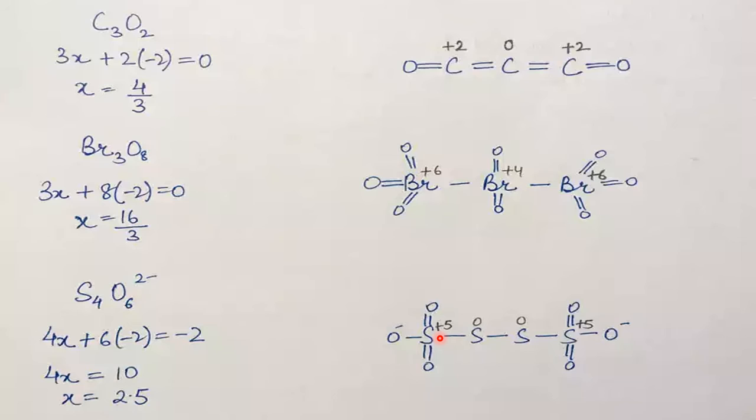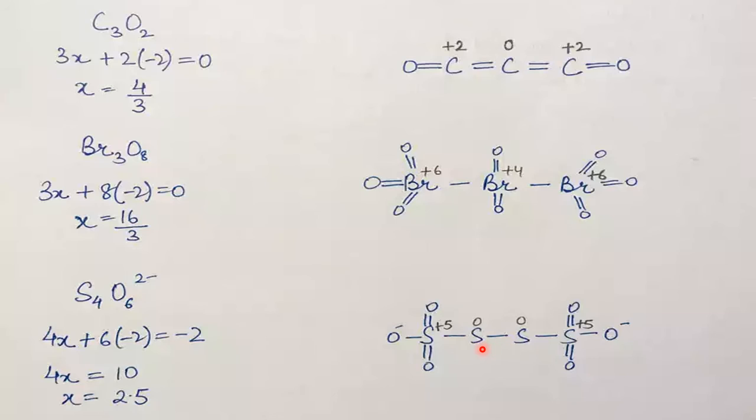S4O6 2 minus ion. And this is the structure of S4O6 2 minus ion. Right. So you have to practice the structure. Structures will not be given in the examination. Right. So this is S between two S. No other attachment. So neither gained nor lost, assigned as 0.